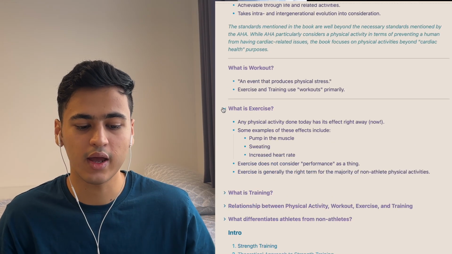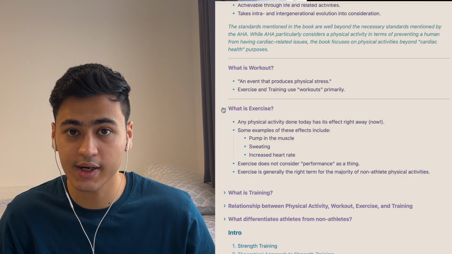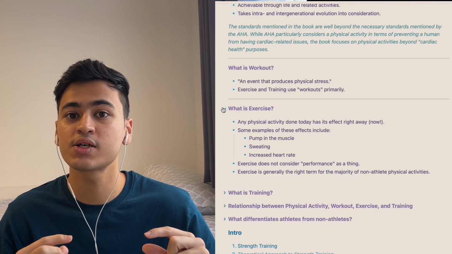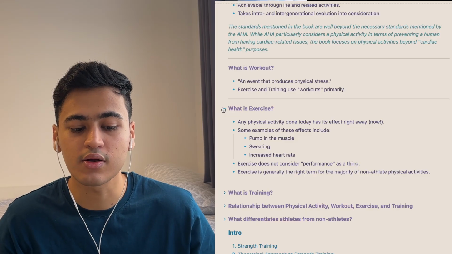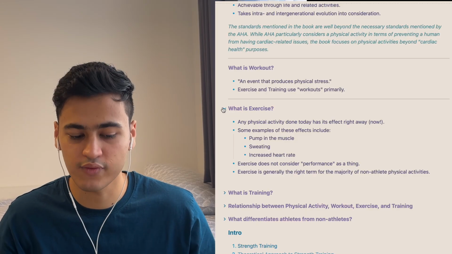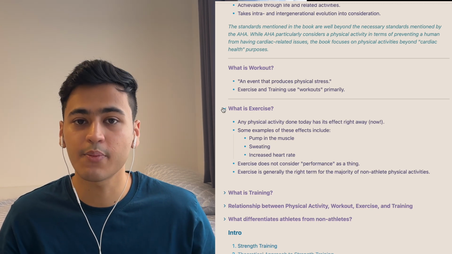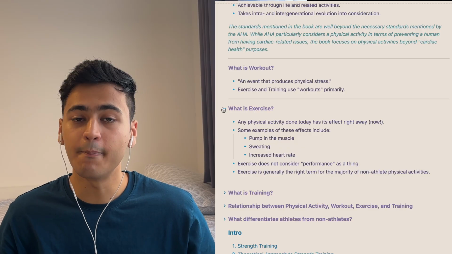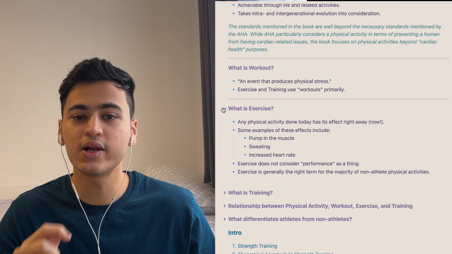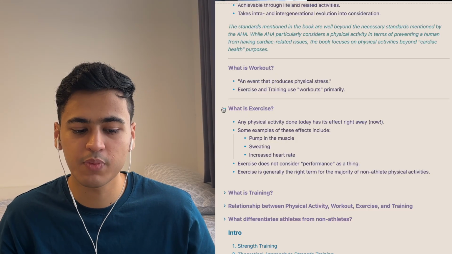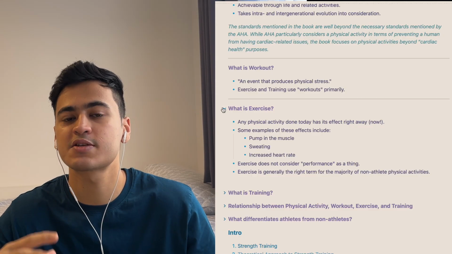What is an exercise? Any physical activity done today that has its effect right now. Now again, exercise is using a terminology which we have already studied, which is physical activity. Any physical activity done today has its effect right away. Some examples include pump in the muscle. Me doing bicep curls, 3 sets, 15 repetitions each, will lead to pump in the muscle. Now this pump is an effect which is caused by a physical activity called bicep curl.